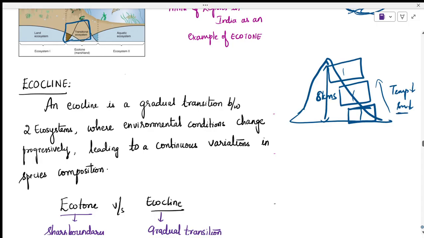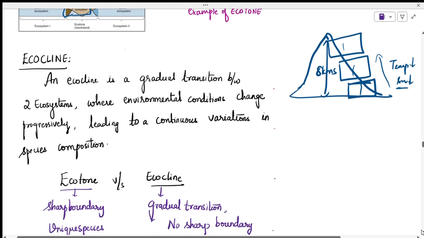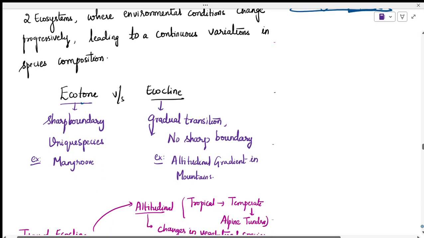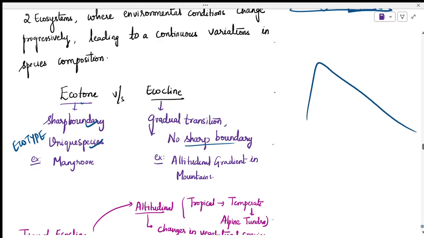So due to that, there will be a gradual change in vegetation or ecosystem, right? So this ecocline is a gradual transition between two ecosystems. Fine. So in an ecotone, a sharp boundary will be there, and we'll have unique species called ecotypes. Example, mangrove. Ecocline is a gradual transition. There will be no sharp boundary. We can say it is only a single mountain, but the plants will be of different height and different vegetation, right?